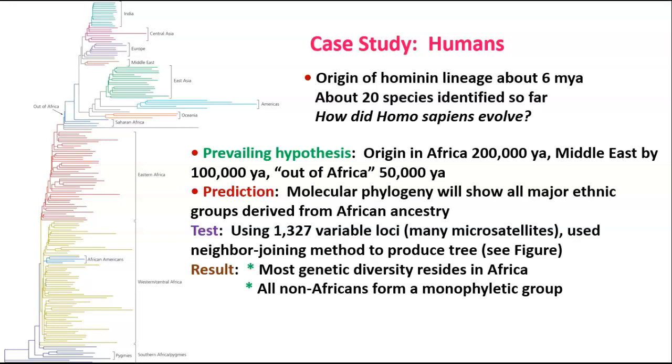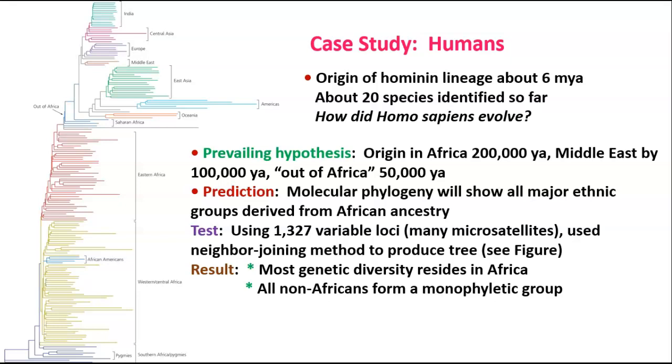And how might a hypothesis of our evolution explain our distribution around the planet, why we are located in certain places and how we got there? This phylogenetic approach helps us to address those kinds of questions.